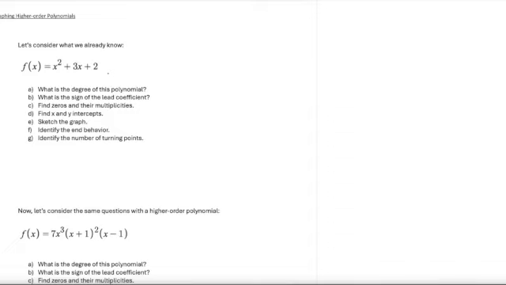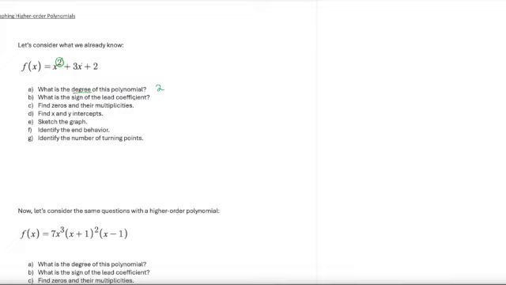So we've discussed quadratic functions, and so that's what we're looking at. F of x equals x squared plus 3x plus 2. So if I identify the degree of the polynomial, that's the highest power. When I write a polynomial, I generally write it in descending order of the exponents. So the exponent here would be 1, and then there's no exponent on 2. So the degree in this case is 2.